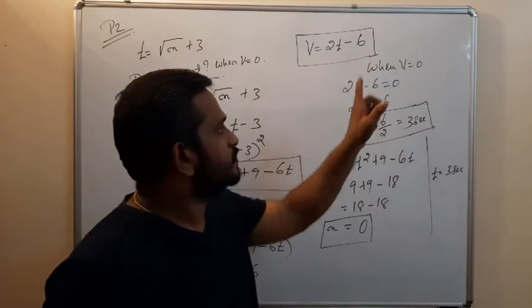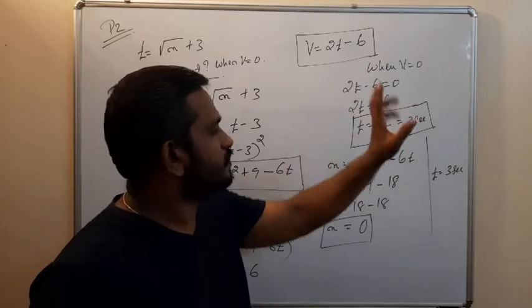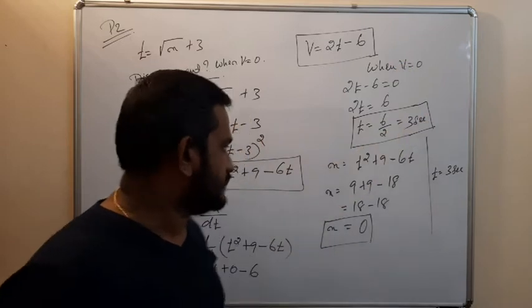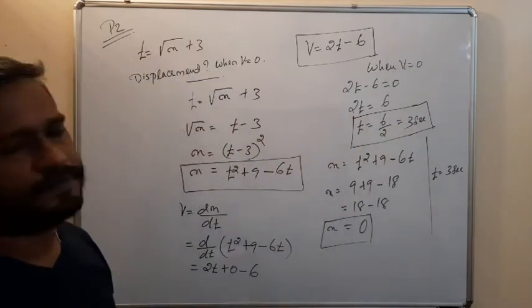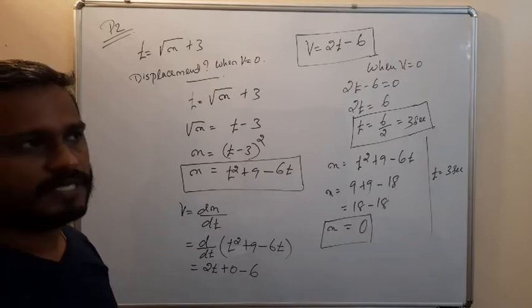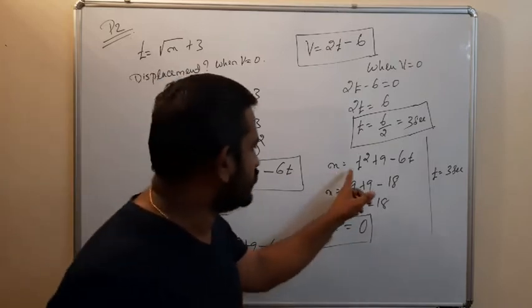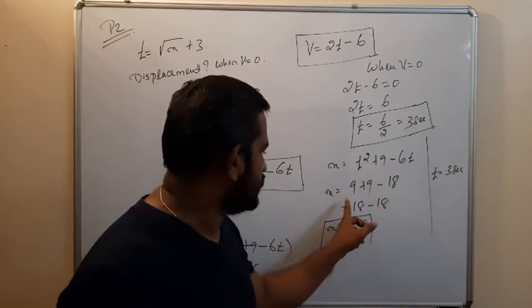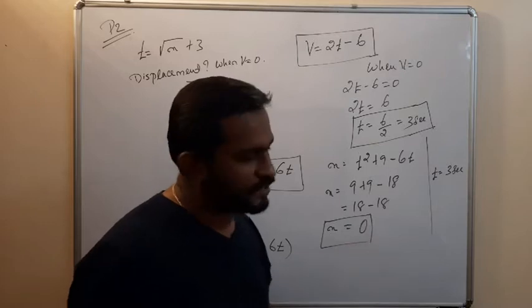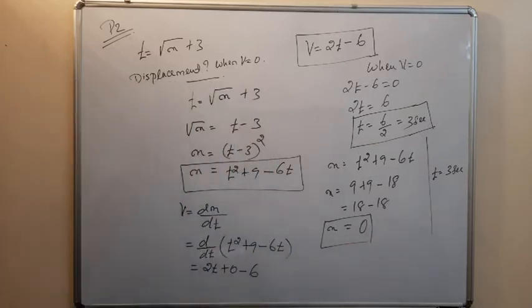When velocity is equal to 0, that is 2t minus 6 equal to 0, we find the value of time. So t is equal to 3 seconds. At the time t equal to 3 seconds, the velocity becomes 0. At that particular time, what is the displacement? x is equal to t square plus 9 minus 6t. Substituting the value of time, we get x is equal to 0.